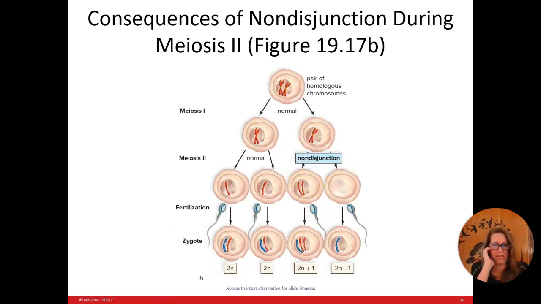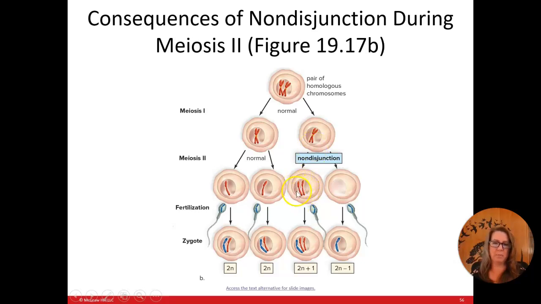Okay, it could happen in meiosis 2. So we see that meiosis 1 was normal. So we finish meiosis 1 with this sister chromatid. And then we go to split this in essentially metaphase 2. And this one looks beautiful, but this one didn't separate properly.